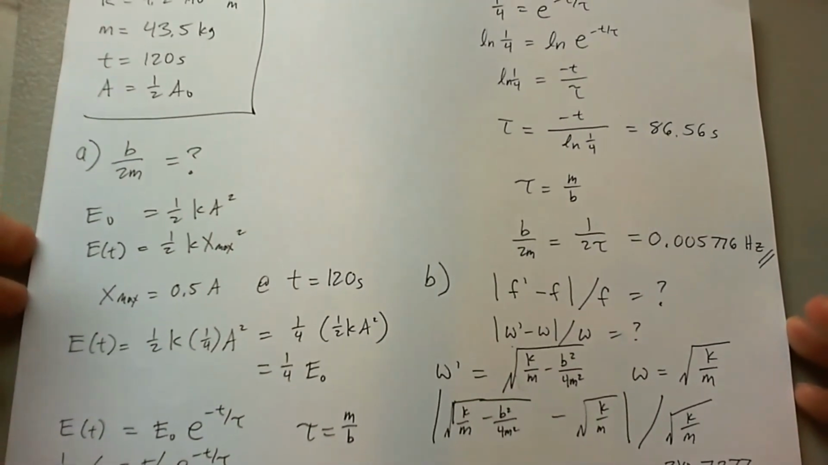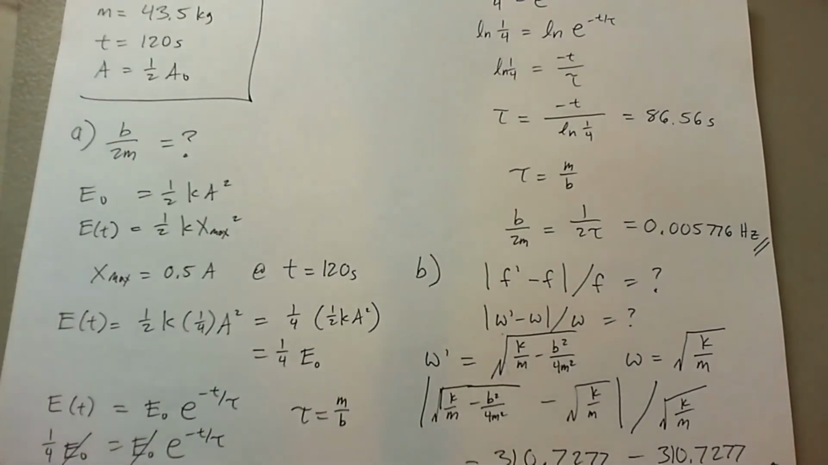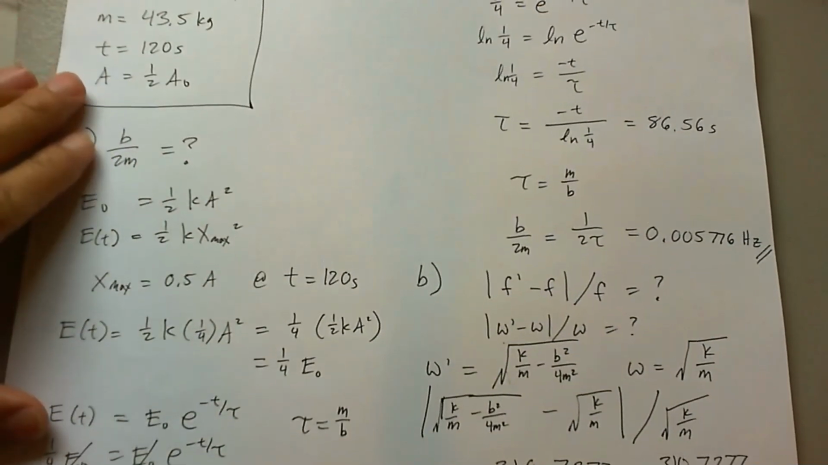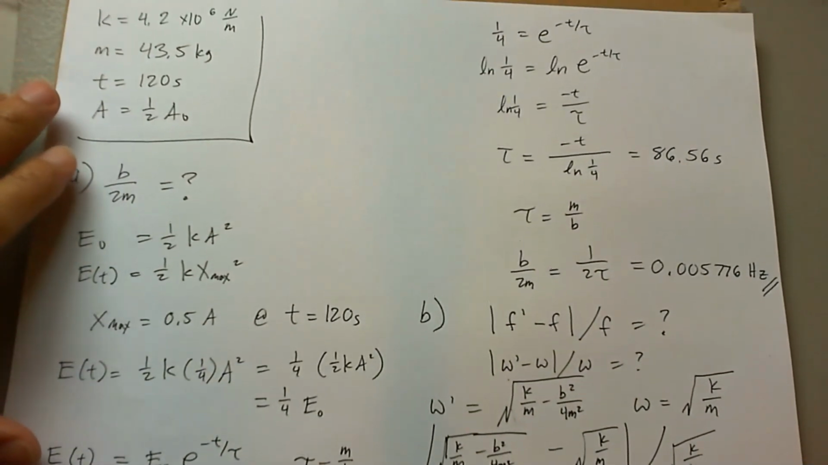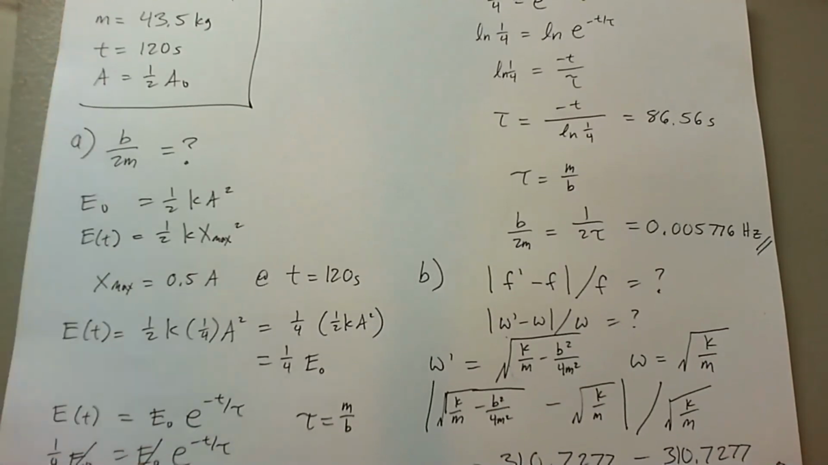I'm going to go ahead and show you part A and part B as best as I can. So there you go. The part that's missing is the K here and this part, but there you go.